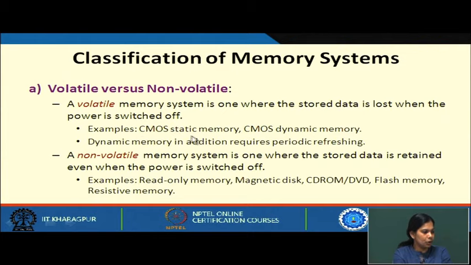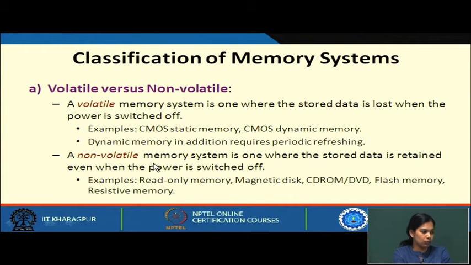So CMOS static memory and CMOS dynamic memory, both of these are volatile memories. As long as power is supplied, the data remains, but in the case of dynamic memory, even if we are supplying the power, it requires periodic refresh. So data cannot be retained for a longer period of time, and periodic refresh is necessary.